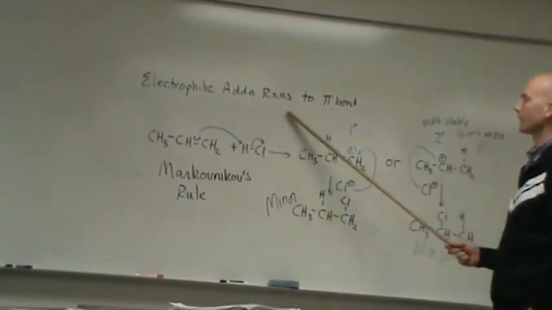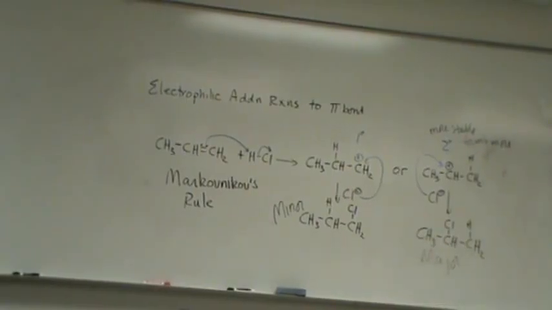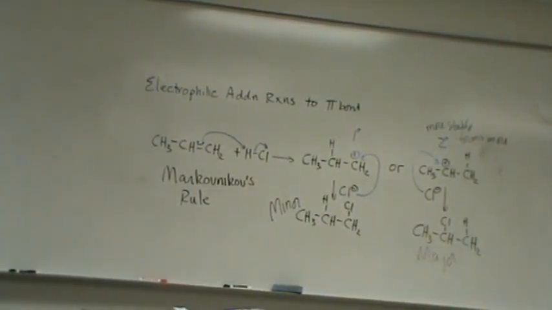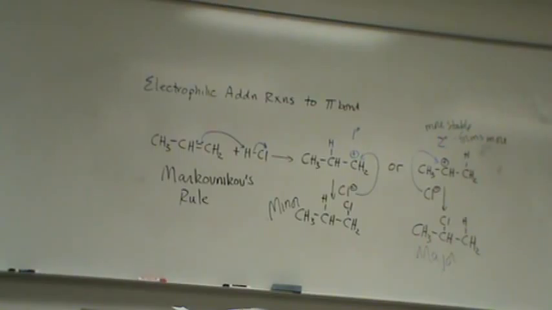So what is Markovnikov's rule? You could already state it. We already have. Let's do it again. Here we go. Markovnikov's rule says that in addition reactions to a pi bond, the major product comes from the more stable carbocation intermediate.